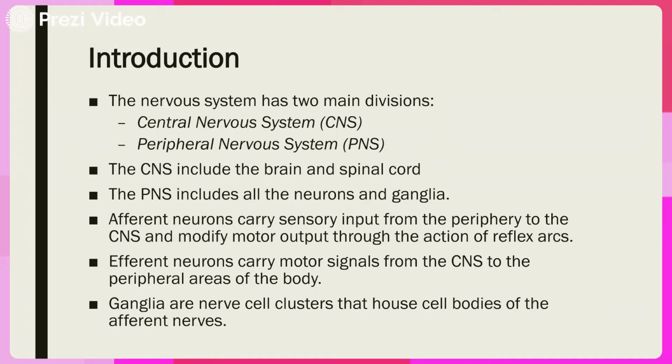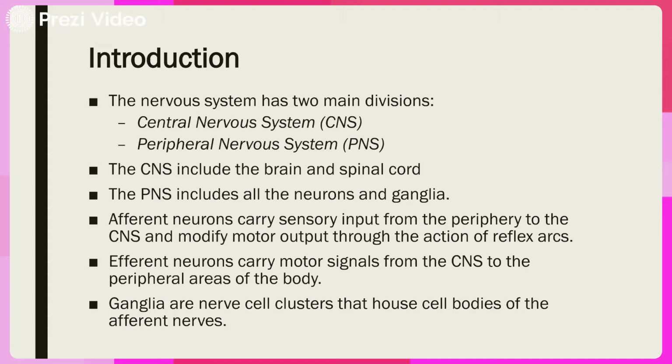We do have what we call afferent neurons, and these carry sensory input from the periphery to the CNS and modify motor output through the actions of the reflex arc. And then we have the efferent neurons, which carry motor signals from the CNS to the peripheral areas of the body. So pretty much they let us move the way that we should be moving.